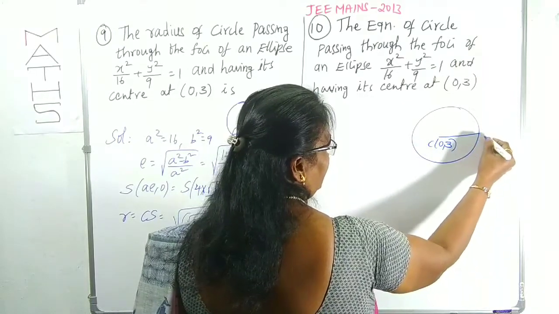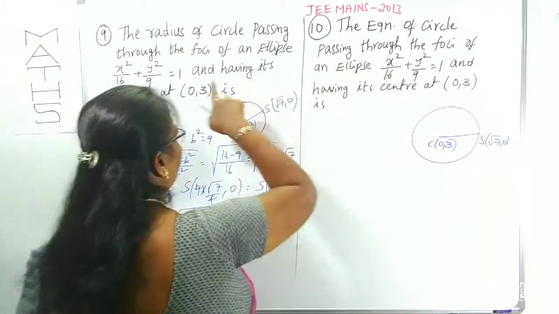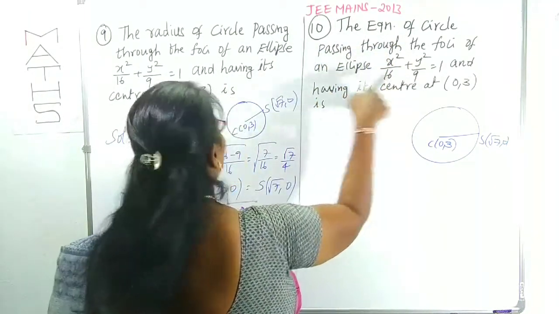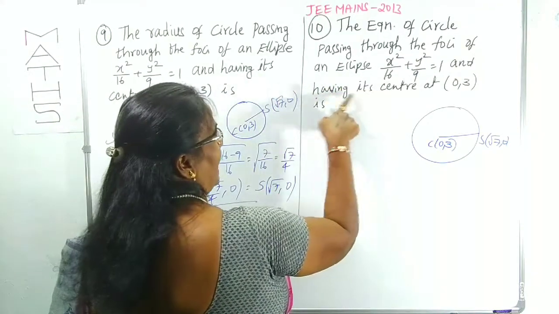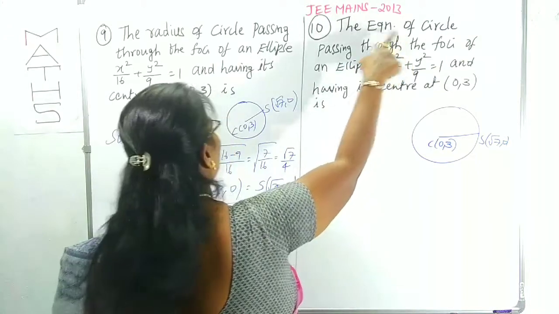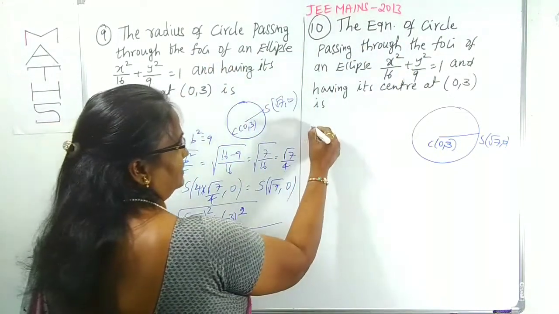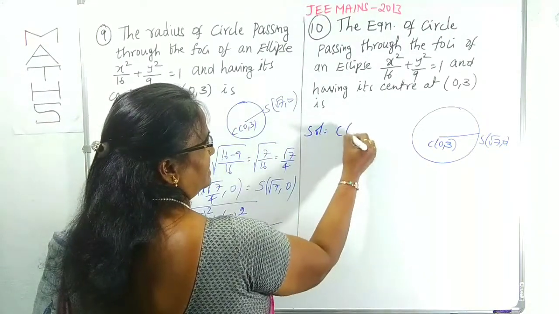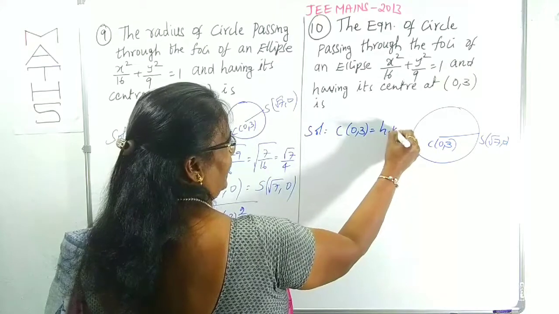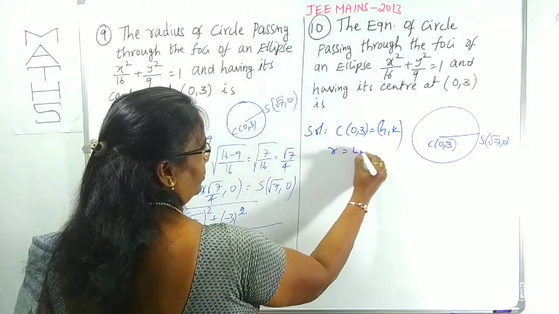C is (0, 3) and S is (root 7, 0). Same question, you see: the equation of the circle passing through the foci of an ellipse and having its center at (0, 3). Here it is asking the equation of the circle, whereas the earlier one asked only the radius. Already you know the center is C (0, 3), taken as (h, k), and the radius of the circle we already got here: R is equal to 4.